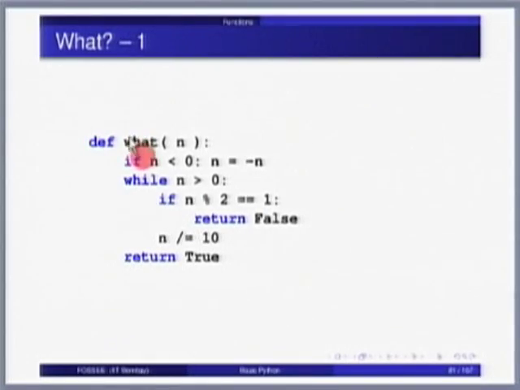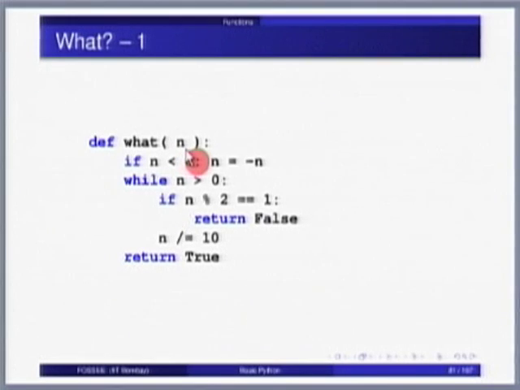Many of you are not reading the code. You have to make it a point to read code, understand it line by line. So, let us go through this. This is a function called what, we do not know what it does. It takes one argument, we do not know what argument it is. I suspect it is an integer. Okay. Let us assume it is an integer.